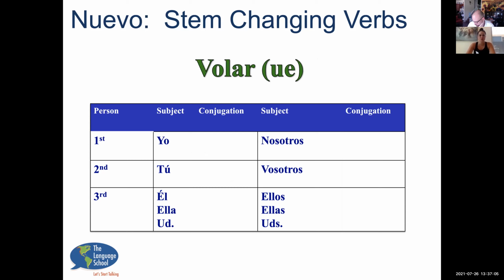Volar, to fly. Yo vuelo. Fly, meaning in an airplane? In any sense of flying, an airplane, a helicopter, a bird that flies. Okay. Tú vuelas. Él, ella, usted vuela. Nosotros volamos. Ellos, ellas, ustedes vuelan. Muy bien.